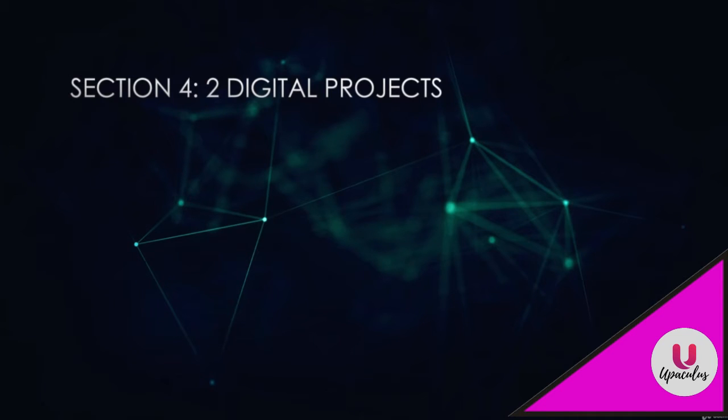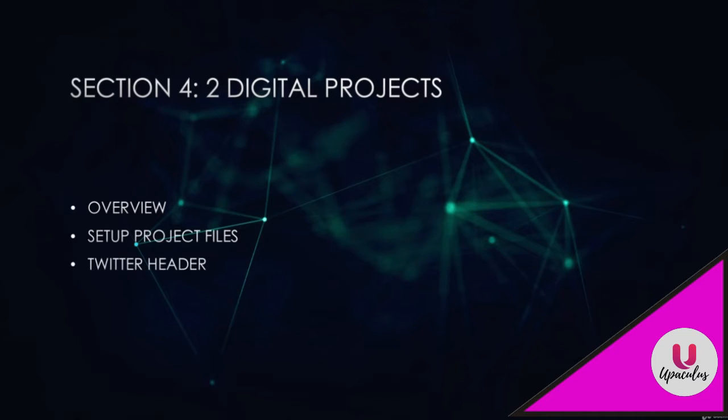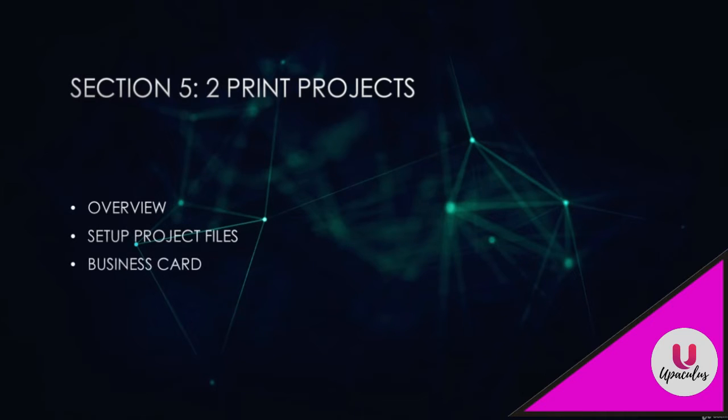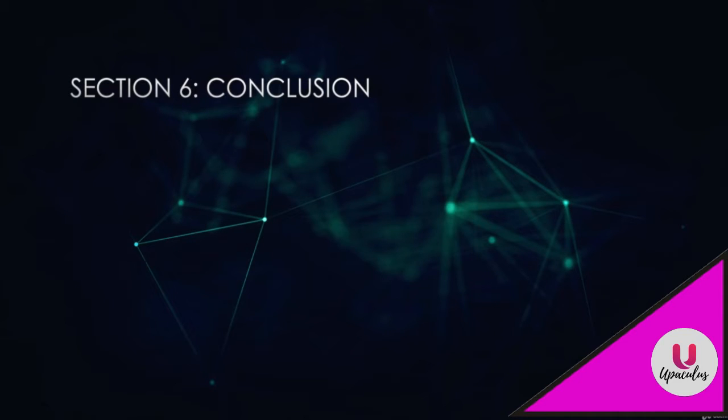In section 4 we're going to do 2 digital projects. We'll go over the project overview, set up project files, and we'll design a Twitter header and a YouTube thumbnail. In section 5 we're going to do 2 print projects. We'll go over the overview, set up the project files, design a business card, and design a gift certificate. In section 6 we'll conclude the course with a summary.